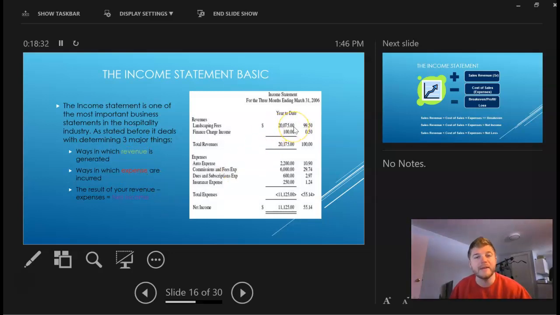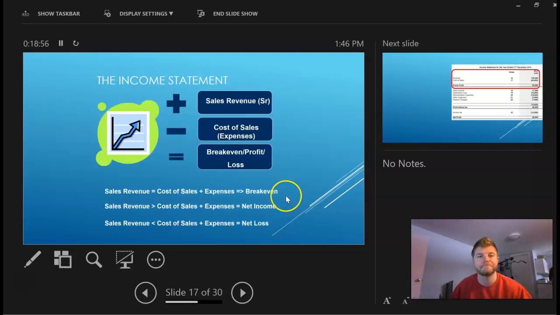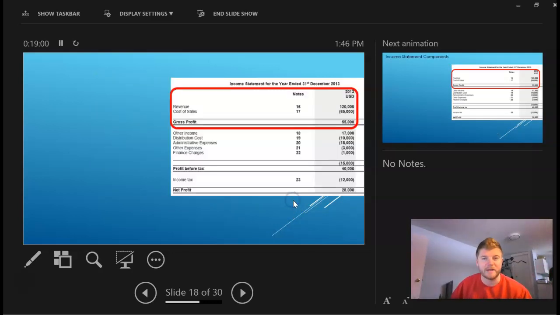Here you can see they have a small landscaping company. They're making about $20,000 in landscaping fees. And then they have the expenses. They have commissions, auto expense, dues, insurance. Their expenses are a little over $11,000. Therefore, their net income is $11,125. The revenue minus their total expenses equals their net income. And here's just another way of showing it, if it helps.